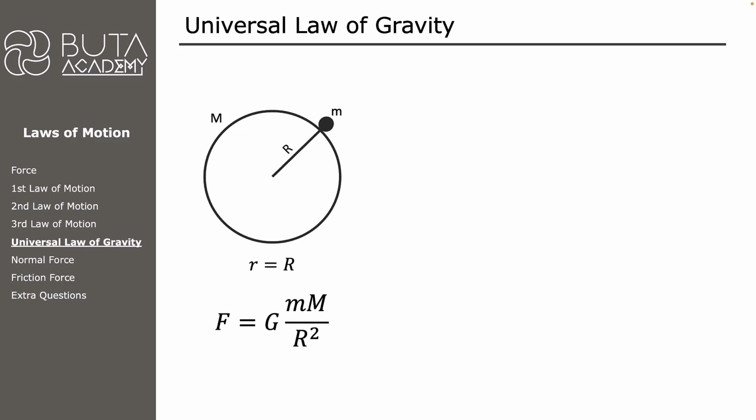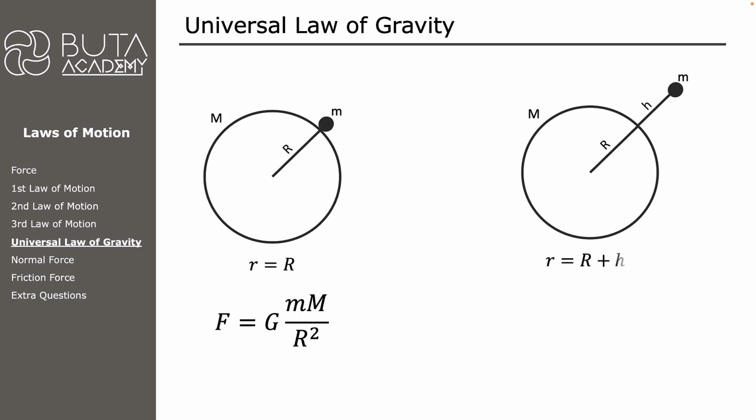Now, let's consider the following case. The object which is initially on the surface of the planet is now moving away from it to a significant height h. This time, the distance between the center of the planet and the object is not equal to the radius of the planet anymore. It is equal to the radius plus h, the height of the object above the surface of the planet. In this case, we have to adjust the denominator in the formula.